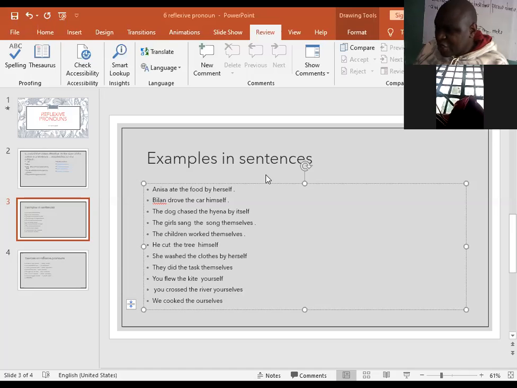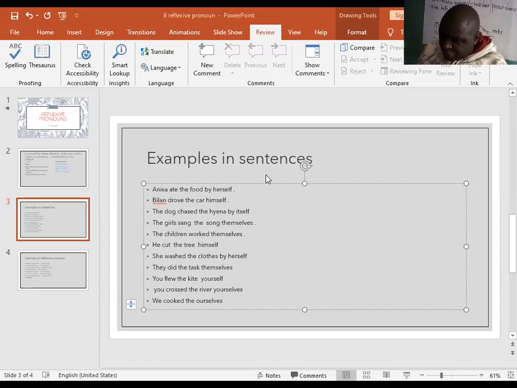So we say she washed the clothes by herself, which means the emphasis is on Aisha and the work which Aisha did, which initially looked Herculean, very big and probably quite impossible for her to be able to do.